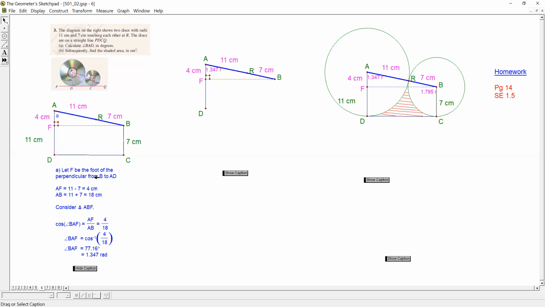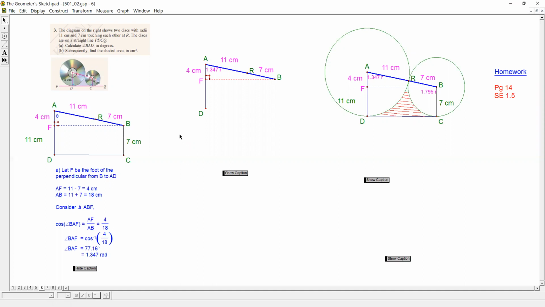Let F be the foot of the perpendicular from B to AD. So from B here, I draw a line towards AD, cutting across the trapezium, and this line is perpendicular to the side AD. Then I label the point where they cut the foot of the perpendicular. In English we call it foot of the perpendicular, and I call this point F.